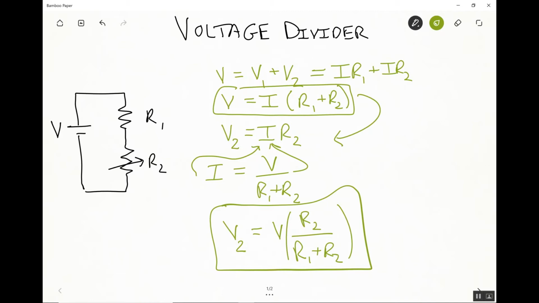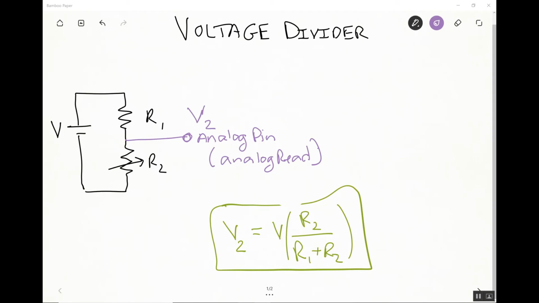So as the light intensity changes, R2, the resistance of this photoresistor, will change as well, and that changes V2. So V2 is a function of R2, and R2 is a function of how bright the light is in the room where this photoresistor is. If the light gets dimmer or darker, R2 changes, and that means V2 changes. So we can measure V2 using our microcontroller, and that tells us something about R2, which in turn tells us something about the light level in the room.